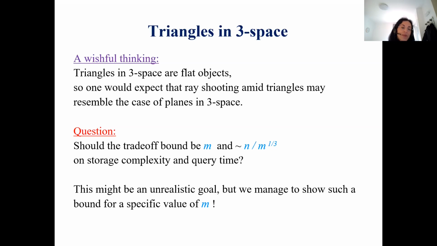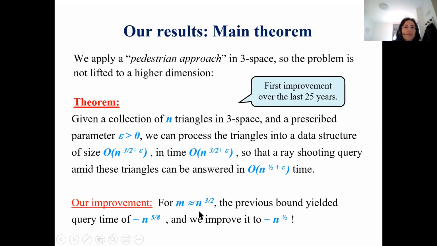Still, we don't have a complete answer on this question, but what we managed to show is such a bound for a specific value of M. And this is our result. In our mechanism, we apply a pedestrian approach in 3-space. What does it mean? We don't lift the problem to 4 dimensions, we stay in 3 dimensions and we apply the search there.